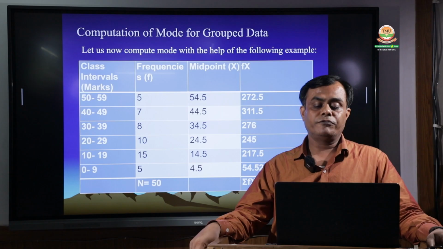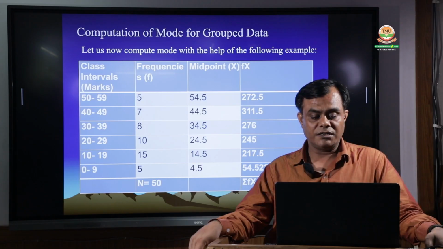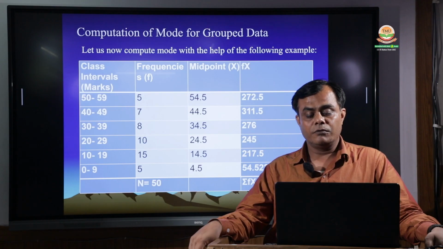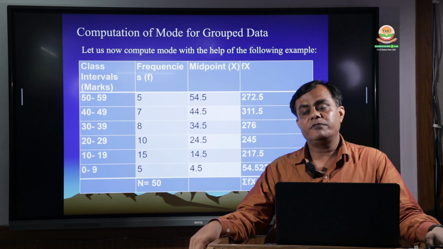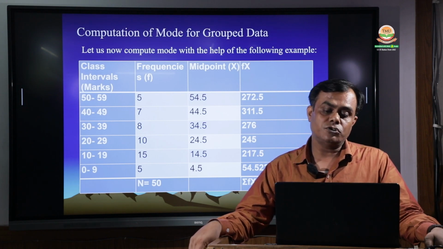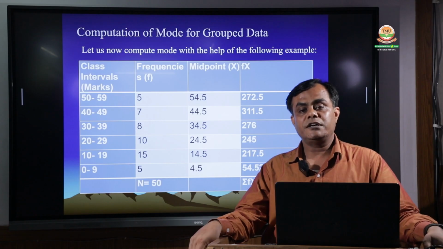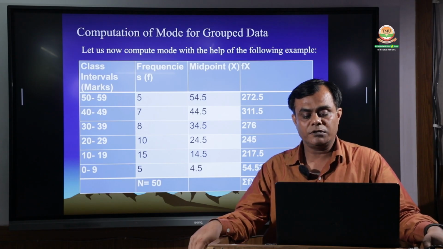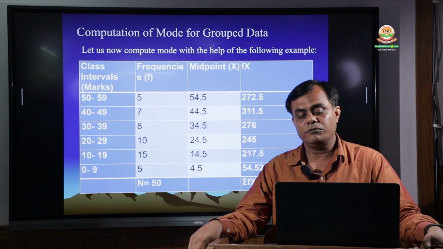On the basis of class intervals, for 40 to 49 the mid value is 44.5. The third class interval 30 to 39 has mid value 34.5. The fourth class interval is 20 to 29 and the mid value is 24.5. The fifth class interval is 10 to 19 and the mid value is 14.5. And the last class interval is 0 to 9 and the mid value is 4.5.